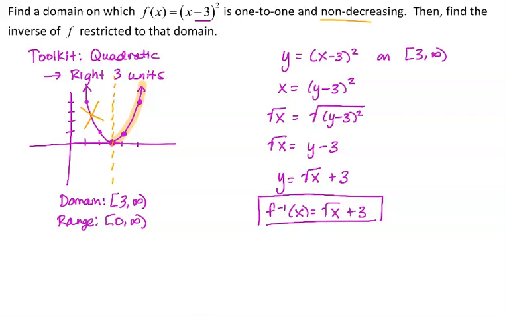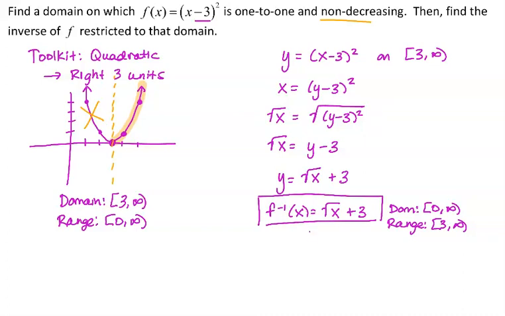Because this is the inverse of our given function, the domain and the range have been switched, and so the domain for this function is going to go from 0 to infinity, and the range of this function goes from 3 to infinity. You can see, comparing back to the domain and range of our restricted function we started with, these have been switched.